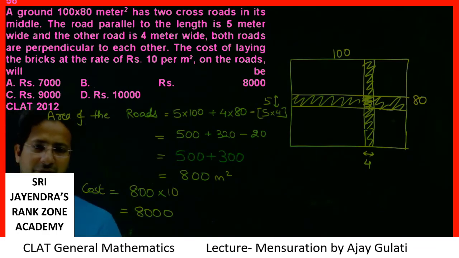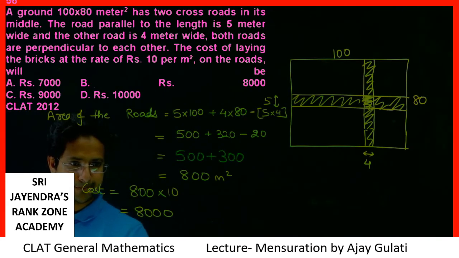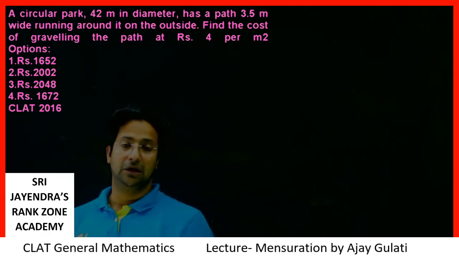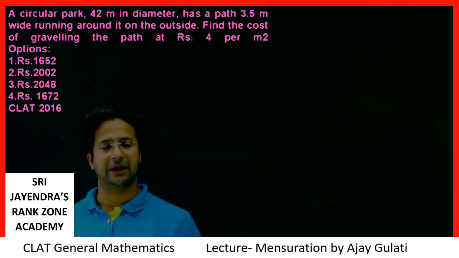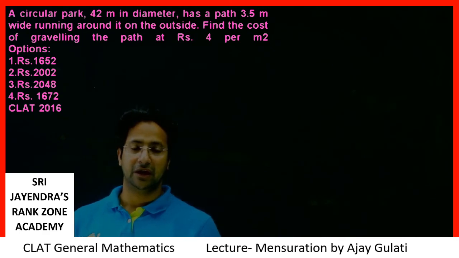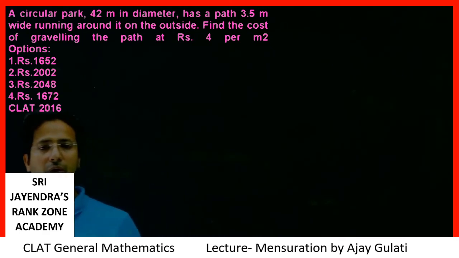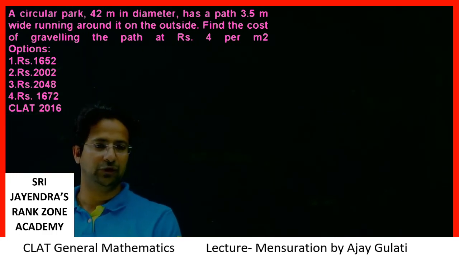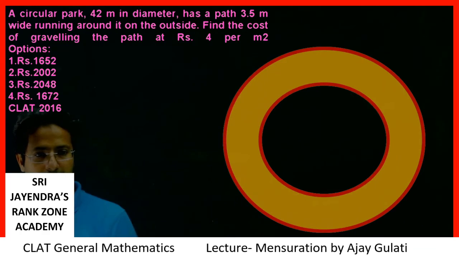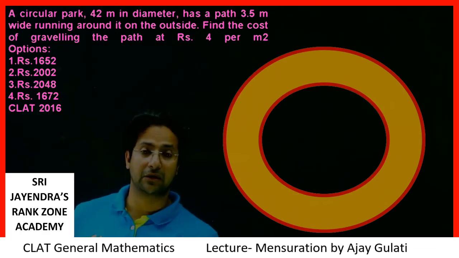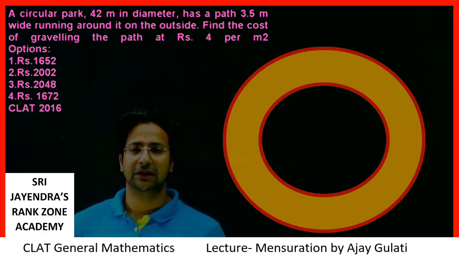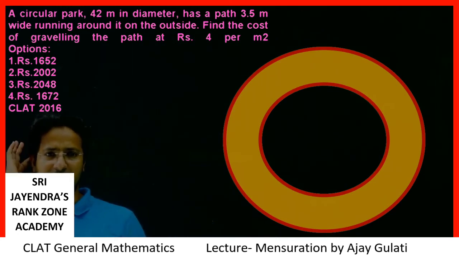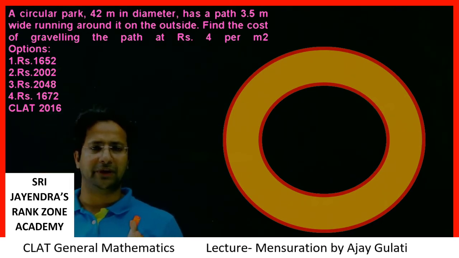Now one more question, I'll solve it directly. A circular park 42 meter in diameter has a path of 3.5 meter wide running around it on the outside. Find the cost of graveling the path at the rate of rupees 4 per meter square. Let me show you the figure, students, first. Let's see the next question, dear students. A circular park 42 meter in diameter has a path 3.5 meter wide running around it on the outside. Find the cost of graveling the path at rupees 4 per meter square.